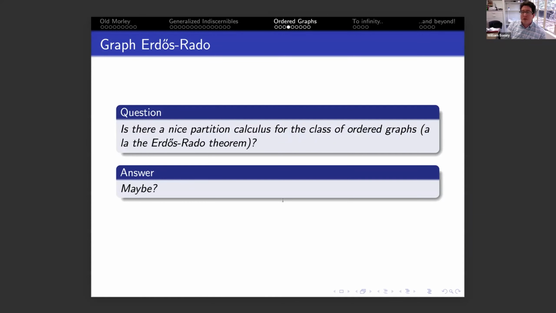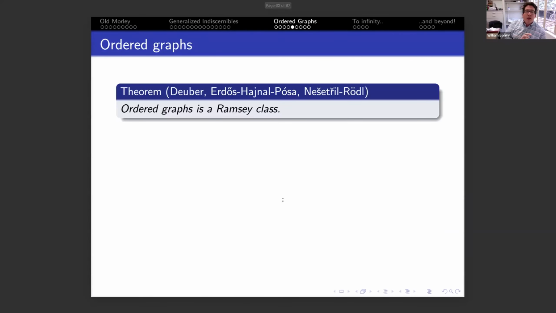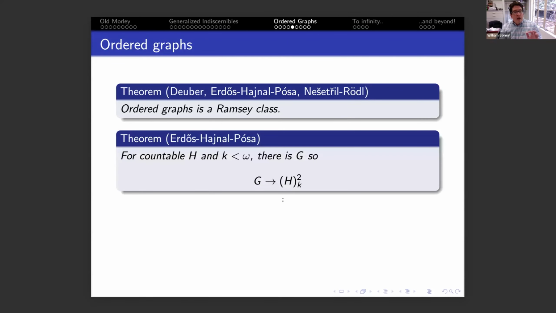And this is really where we're getting into the set theory, because all good maybes are about consistency and independence, right? So what is known? A bunch of people, right? We have this finitary notion of Ramsey class. Ordered graphs is a Ramsey class. That looks grammatically weird, but I think it's right because it's really the class of ordered graphs. But that's about finite structural partition relations. We want to know about infinite ones.